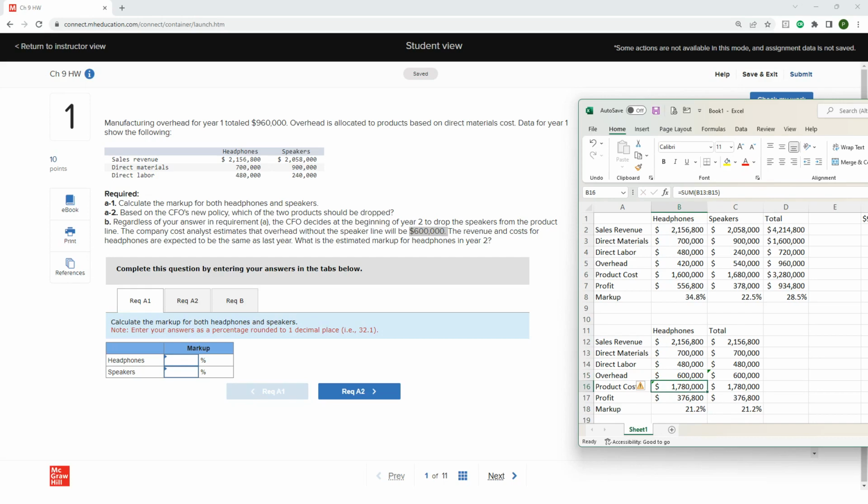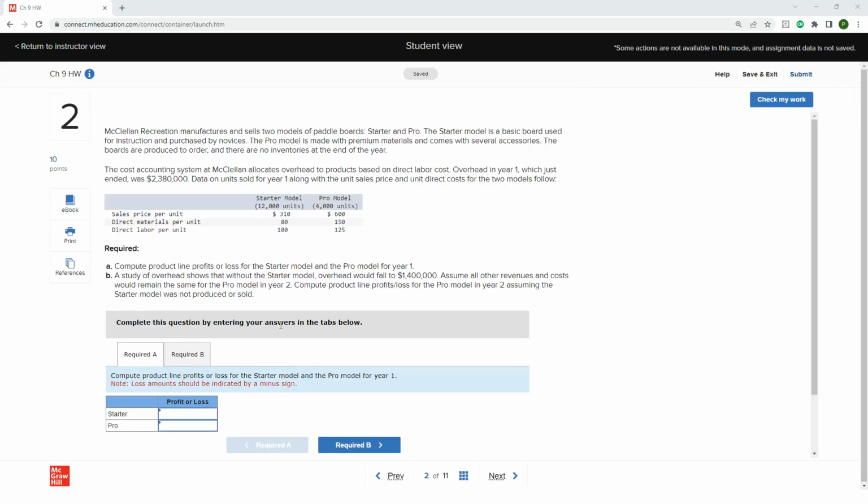For question 2, I'm going to let you guys do that on your own. It's very similar to question 1. Now, there is one extra tiny step to do here. Instead of giving us totals for revenue and materials and labor, they give us the cost or the revenue per model, per unit, and so we have to multiply it out. So for overall total sales revenue for the starter, we have to do $310 times 12,000 units. And then we have to do that for direct materials and direct labor as well.